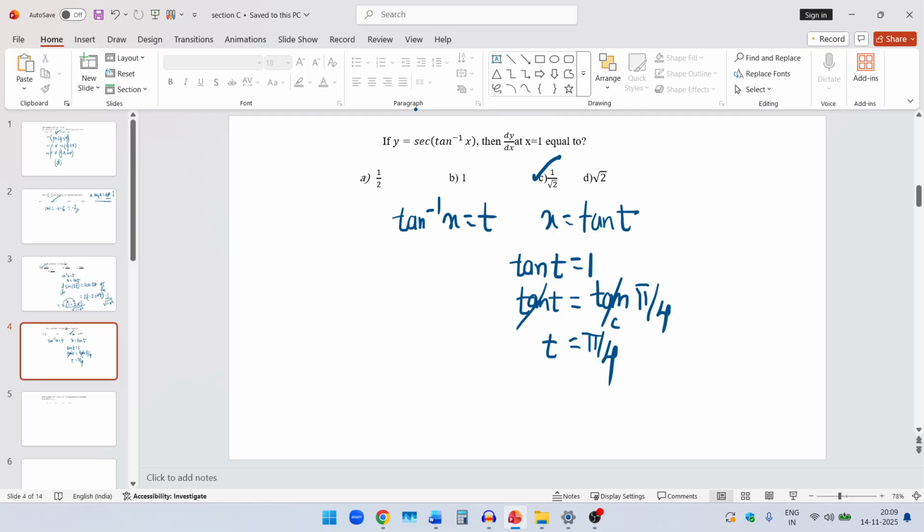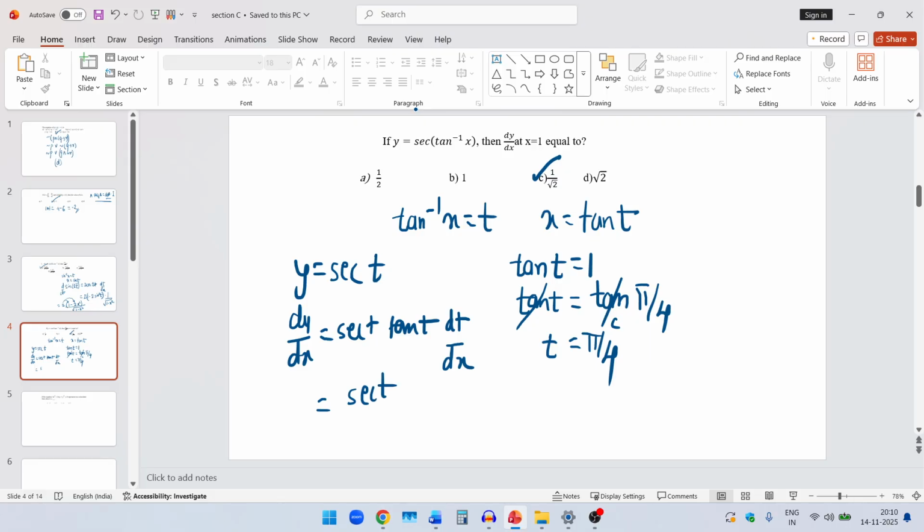So you can write y is equal to sec tan inverse of x, and because tan inverse of x is t, you can say y is equal to sec t. So dy by dx will be equal to sec t tan t, right? And then dt by dx. T is tan inverse of x, so the derivative of tan inverse of x should be 1 upon 1 plus x square. So sec t times tan t divided by 1 upon 1 plus x square.